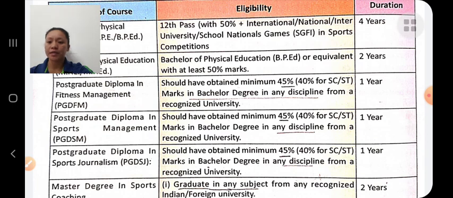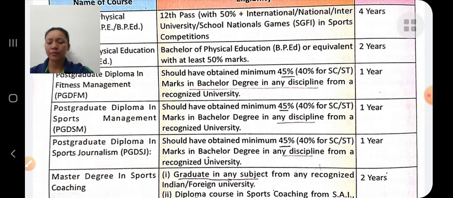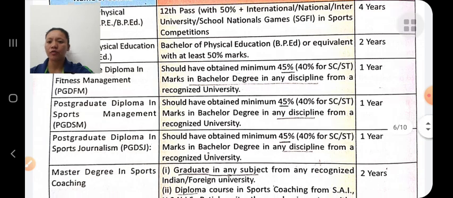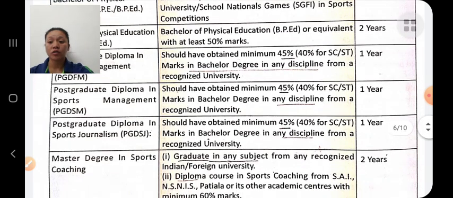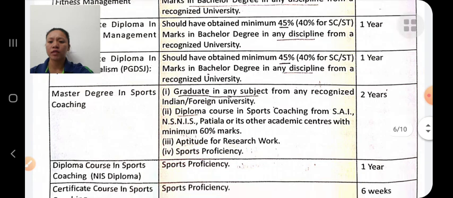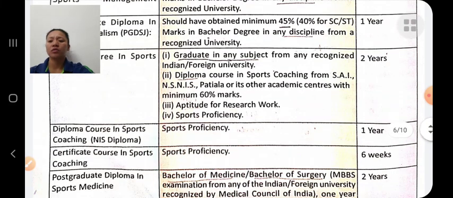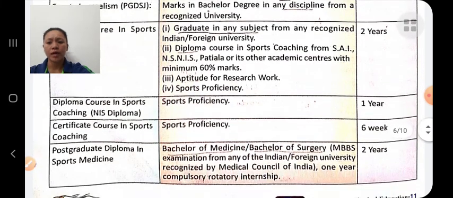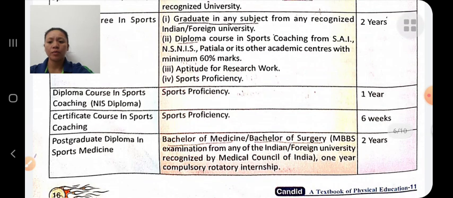Postgraduate diploma in fitness management, you should obtain minimum 45%, it is of 1 year. Postgraduate diploma in sports management, it is a 1 year course. Postgraduate diploma in sports journalism, it is 1 year. Master degree in sports coaching, it is 2 years. Diploma course in sports coaching, 1 year. And postgraduate diploma in sports medicine, it is of 2 years.